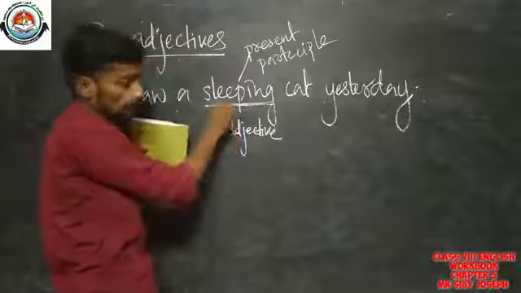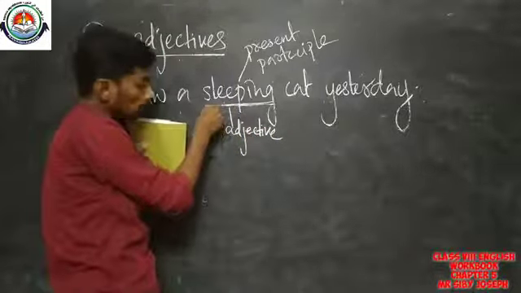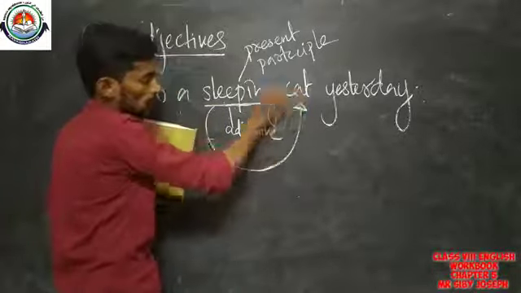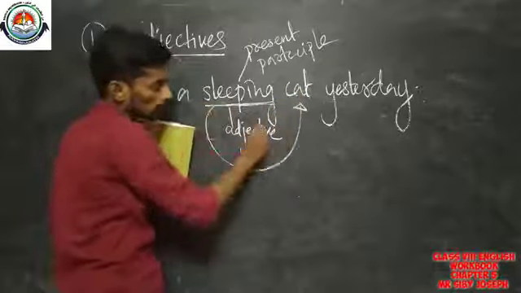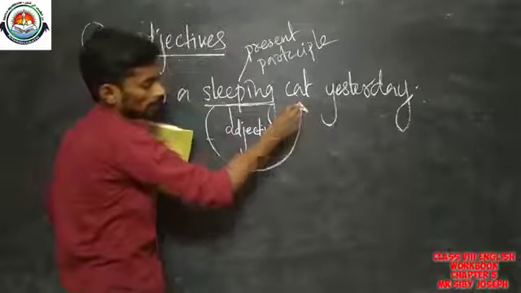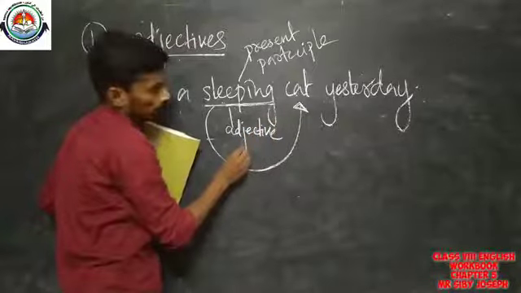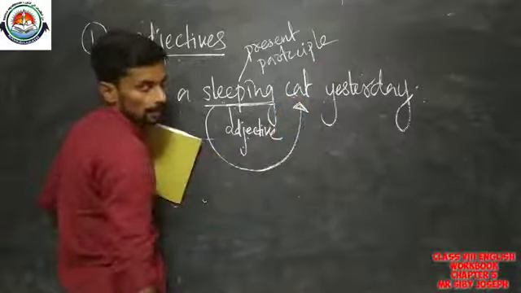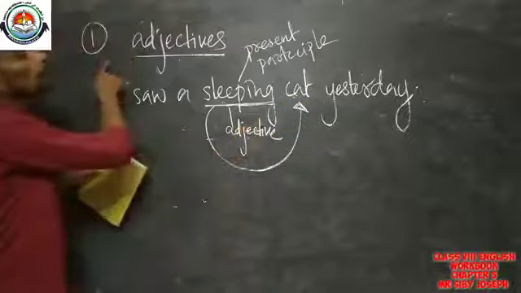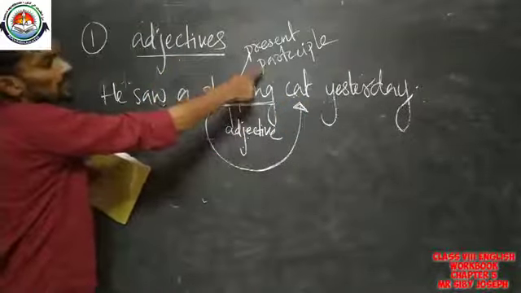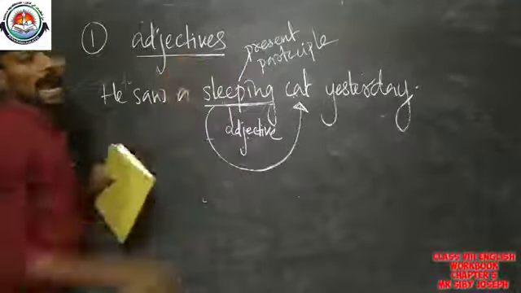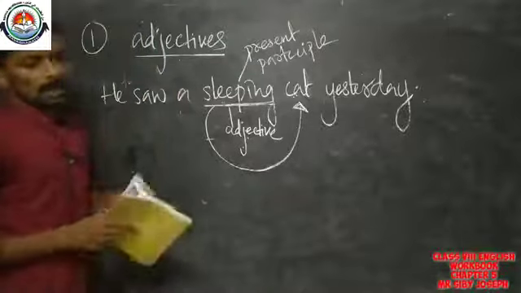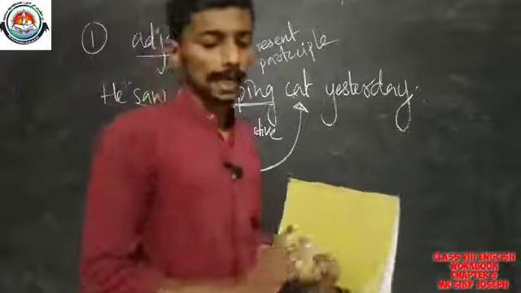See, this sleeping is used in order to qualify what? In order to qualify cat. So we can say that it is an adjective. It is qualifying the noun cat here. So, in that way, a present participle can be used as an adjective in a sentence. Did you get me? Now we can go on to discuss the second example.